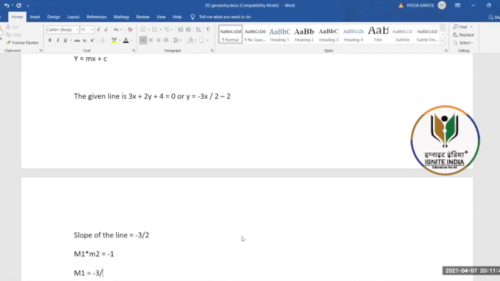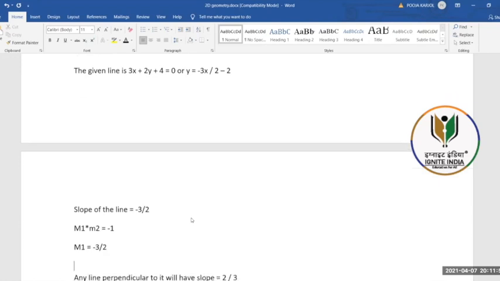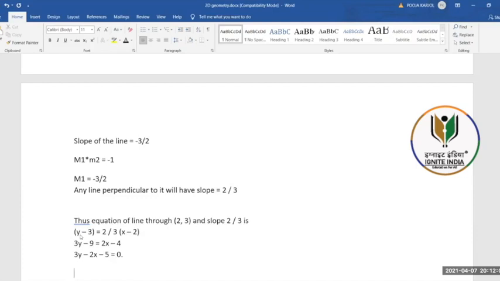Now, they have given you one point, (2, 3), and you have the slope. So the equation of the line can be formed by y - y1 = m(x - x1). It is another form of straight line, which we did in a few classes before. So y - 3 = 2/3, which is m, into (x - 2). When you simplify it, you get 3y - 2x - 5 = 0. I hope you guys understood this.